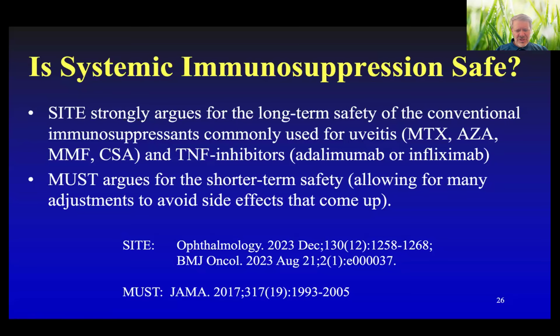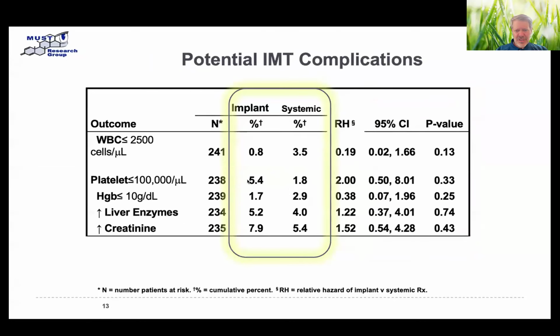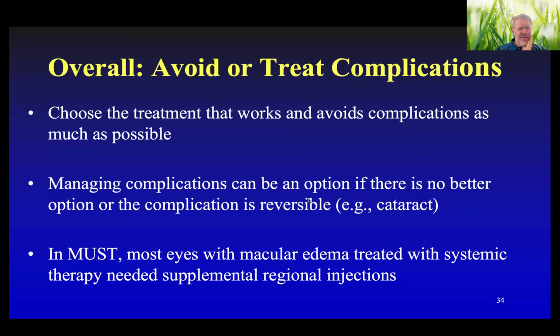And so I'll leave you to look those up, except I'll just mention the MUST one, that we didn't really see a lot of side effects in the prospective follow-up there, especially for the immunosuppressive drugs, which were very similar in the proportion, and really the only one that looked somewhat different, though not significant, was actually higher in the implant arm. I should say, too, that we did see more infections requiring treatment with the systemic arm, but I think that might be due to a sort of treatment bias. So overall, then, wrapping up, we want to choose the treatment that works and avoids complications as much as possible.